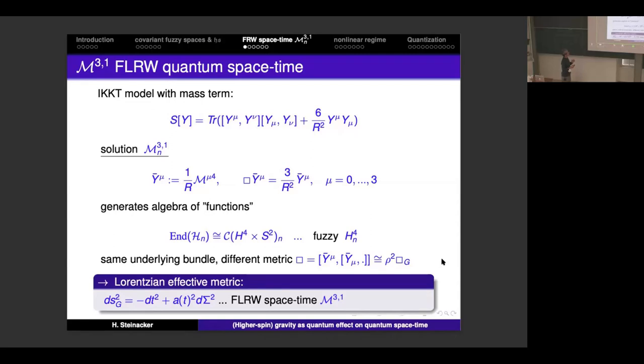So these are solutions, and as I just told you before, any such background defines an effective metric. You just work out the effective metric of this background. And I claim that this effective metric, first of all, is Lorentzian now, and it even has the structure of a Friedmann-Lemaitre-Robertson-Walker space. So it's a cosmological spacetime.